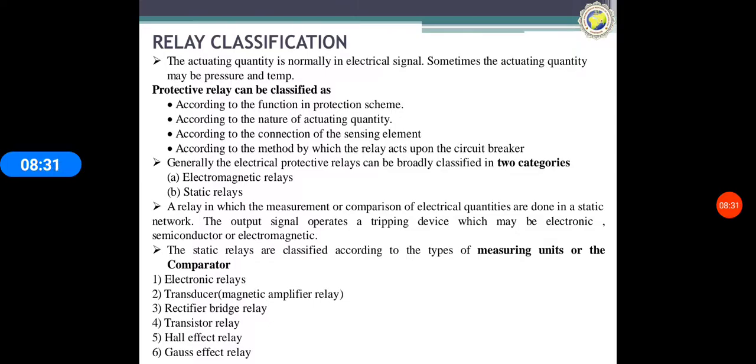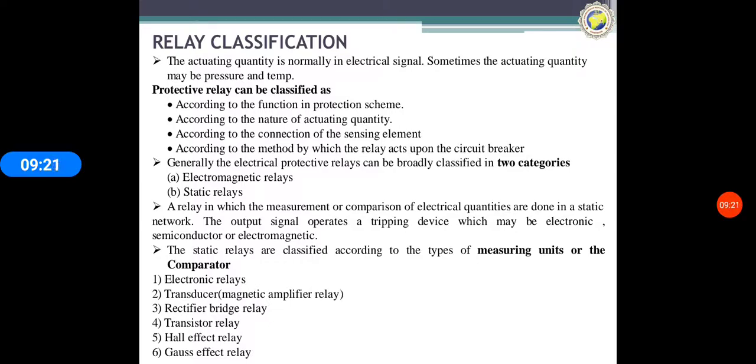Now the basic relay classifications. The actuating quantity is normally an electrical signal. Sometimes the actuating quantities may be pressure and temperature. The protective relay can be classified according to the functions in the protection scheme, the nature of actuating quantities, connections of the sensing elements, and the last one is according to the method by which the relay acts upon the circuit breaker. So basically they are broadly classified in two categories, electromagnetic relay and static relay.